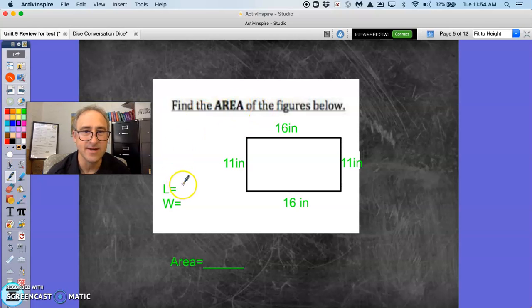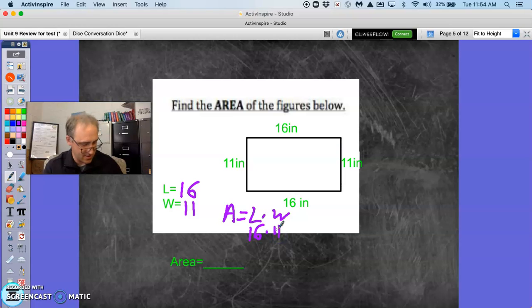I'm going to say length is 16, and let's say the width backwards is 11, but I could use them interchangeably. Area, I write this down again. I always write it down on my sheet before I do it, just to double check. 16 times 11, 16 times 11 is 176.